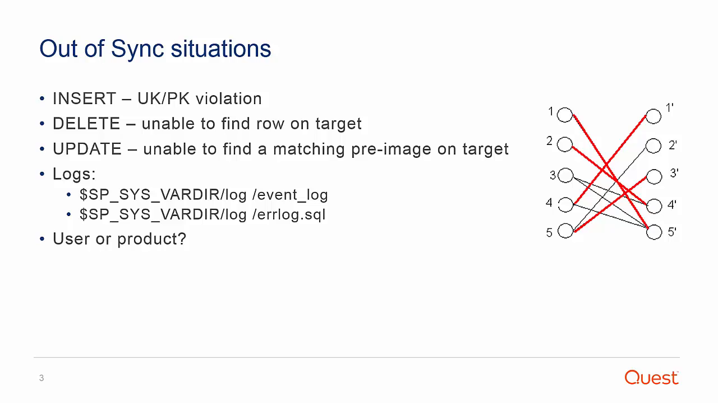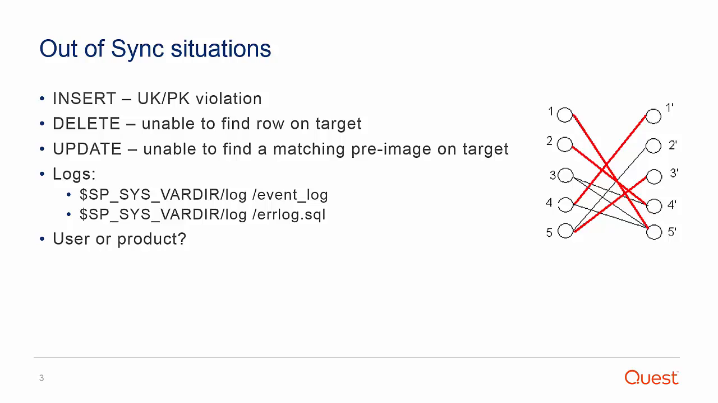For example, for inserts, a failed DML would be generated due to a unique constraint violation on target, which means this primary key or unique key already exists on the target. For deletes, a failed DML would be generated if the row does not exist on the target. Post looks for the row based on a primary key, unique key, or combination of the columns. If it cannot find the original row to delete, then an out-of-sync error would occur.